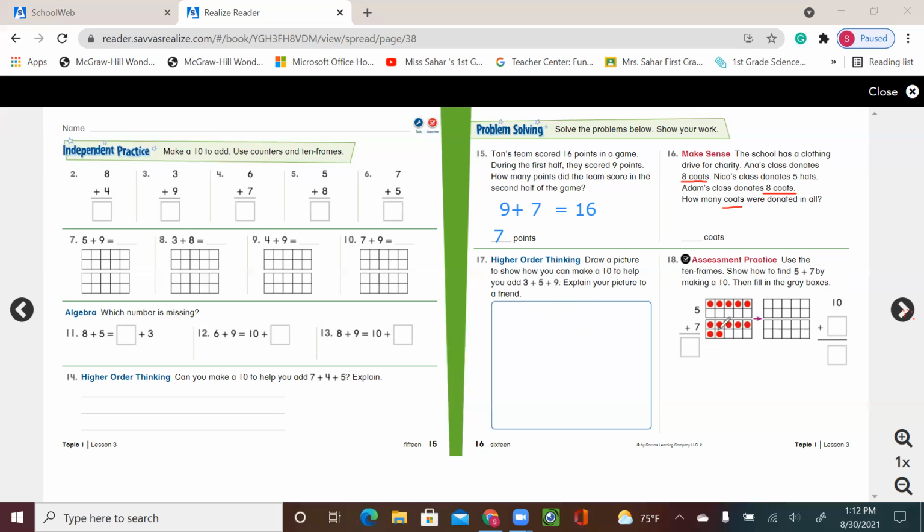Remember what we need to do? We need to move counters or cubes from the second 10 frame to fill the first one. Or the opposite, you can move from the first 10 frame to fill the second one. But all you need to do is make 10, and then the remaining will be in the second 10 frame. So you will draw that here using the second 10 frame, and then you put your numbers here.